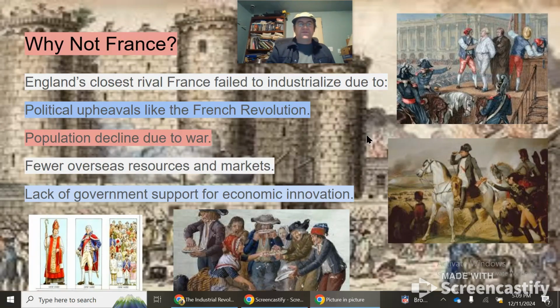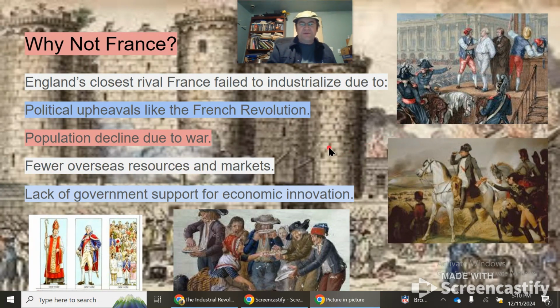Why not France? France was England's closest rival in the strength of its military and the size of its empire. However, France failed to industrialize at the same time as England for several reasons. One, in the late 1700s and early 1800s, there was massive political and social upheaval in France due to the French Revolution. This is a picture of the French king, Louis XVI, about to be executed by revolutionaries.